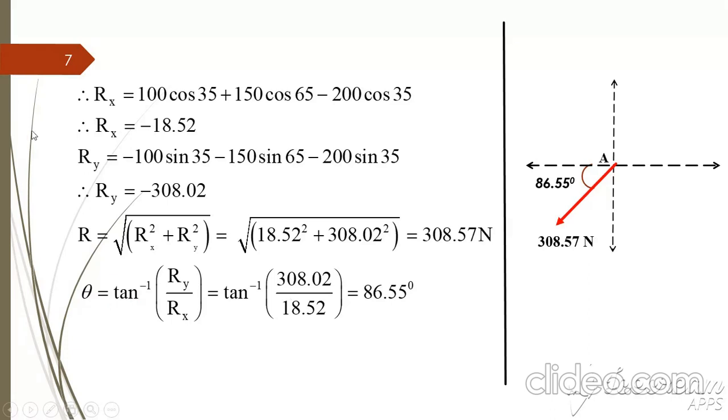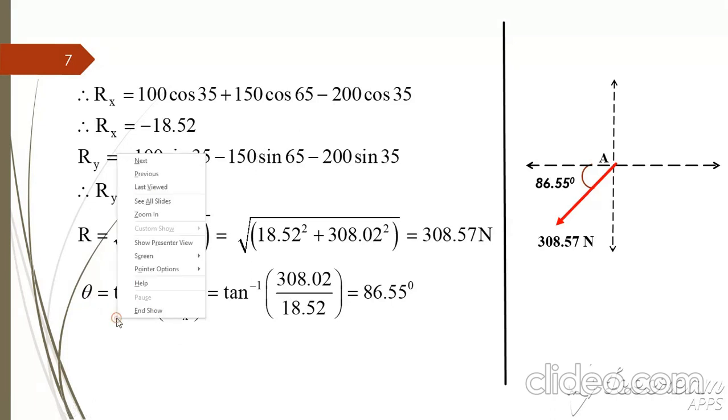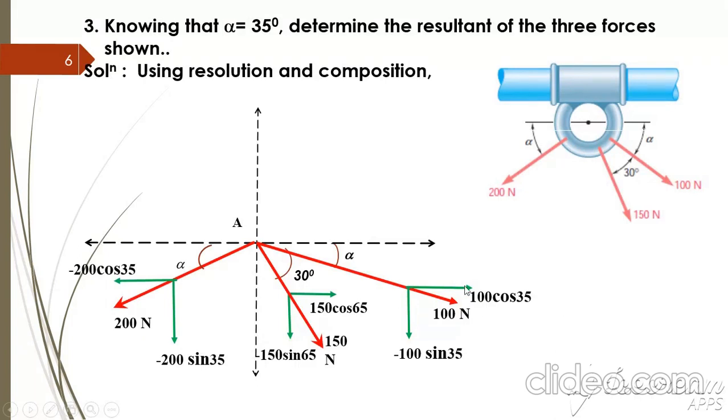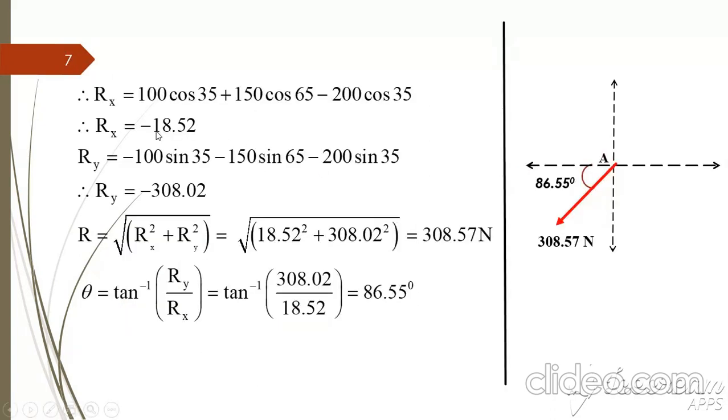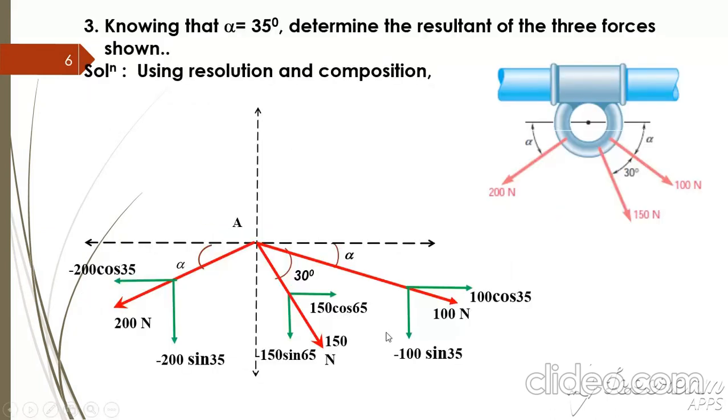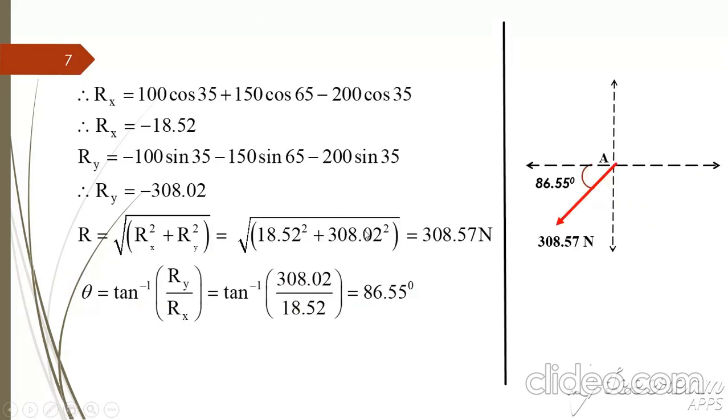So here Rx is the summation of all the horizontals, so 100 cos of 35 plus 150 cos of 65 minus 200 cos of 35, which is equal to minus 18.52, and Ry equals the algebraic summation of all the y components, that is nothing but minus 100 sin 35 minus 150 sin 65 minus 200 sin of 35, which is equal to minus 308.02.